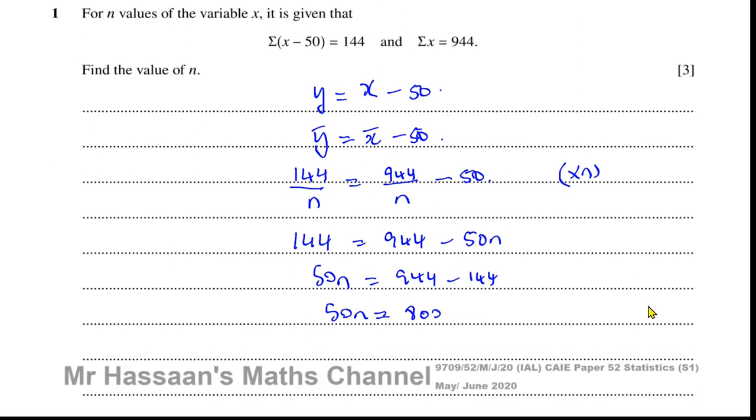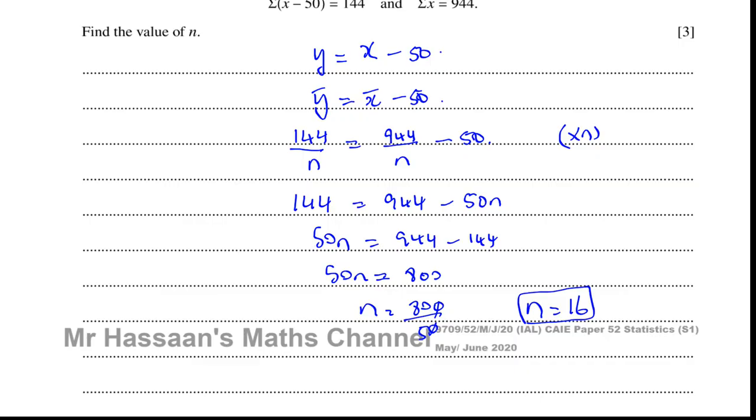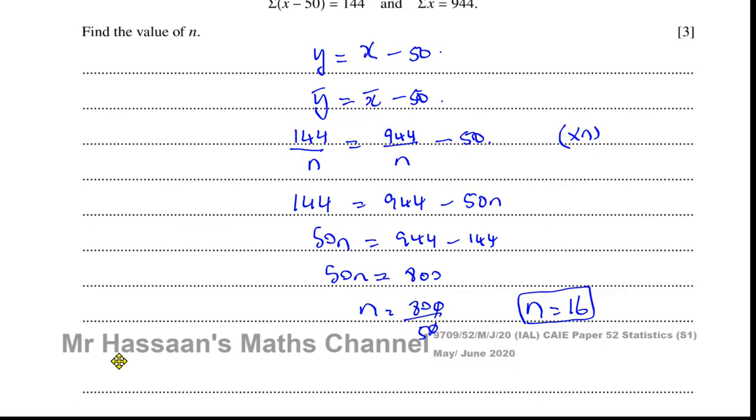Which means that n is equal to 800 over 50. They cancel out. 80 over 5 is 16. So n is equal to 16. So that is the value of n. It's a pretty simple, straightforward question. You have to understand what this coding means.